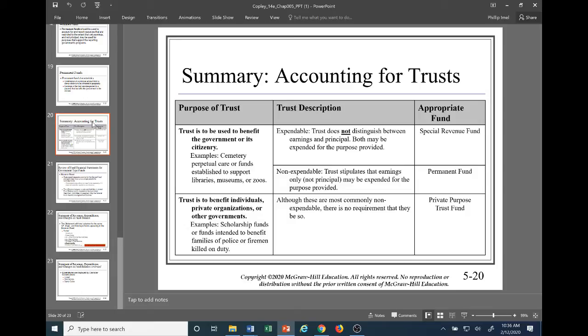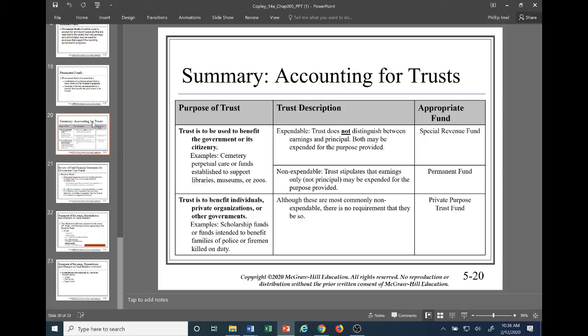Now let's flip that coin again. Let's move on. We're still as a trustee, right? But now the purpose of the trust is different. If you recall, now it's to benefit individuals, private organizations, or other governments, right? So now we're still acting as a trust, but it's dealing with other individuals, other governments. So now where are we going to put it? In a fiduciary fund, right?